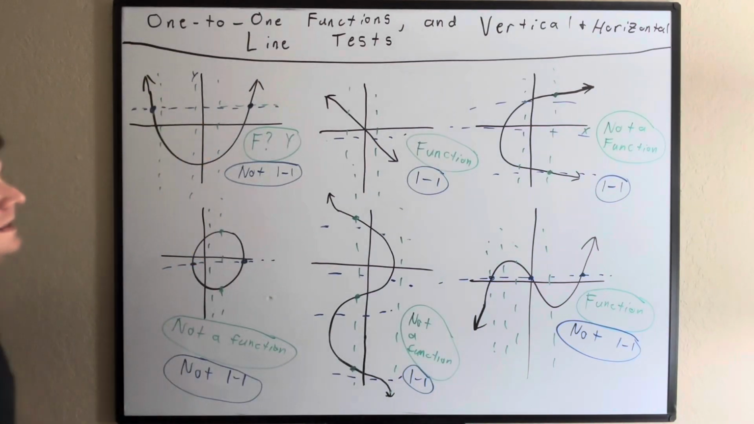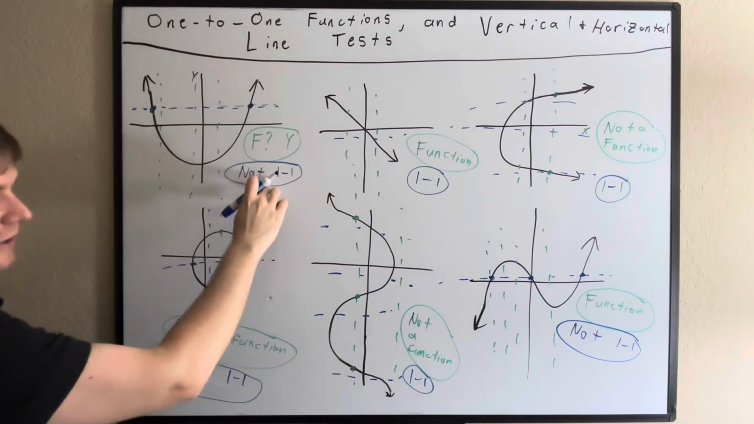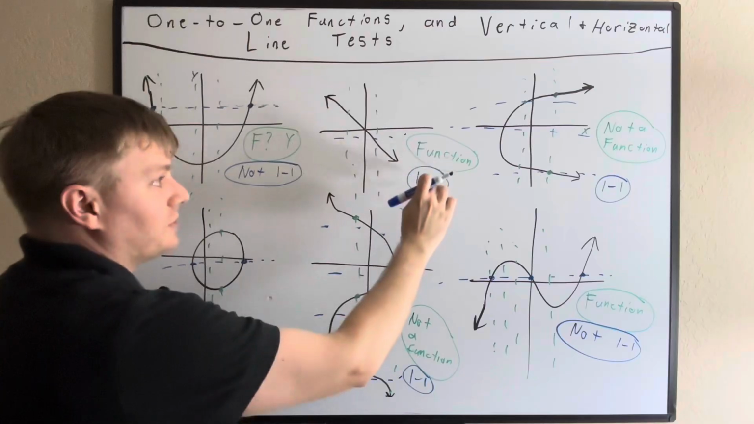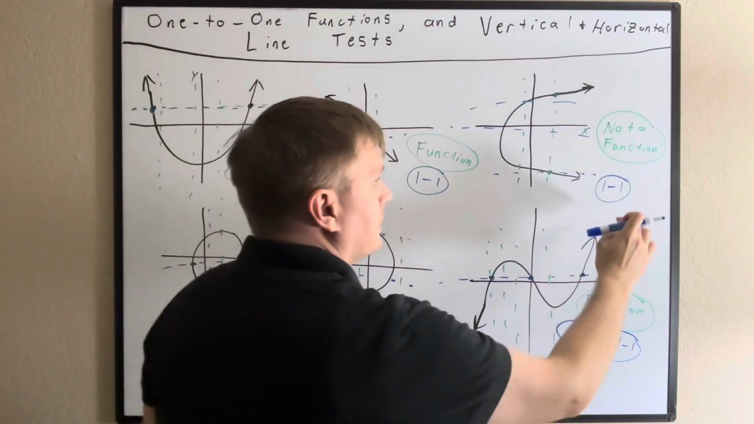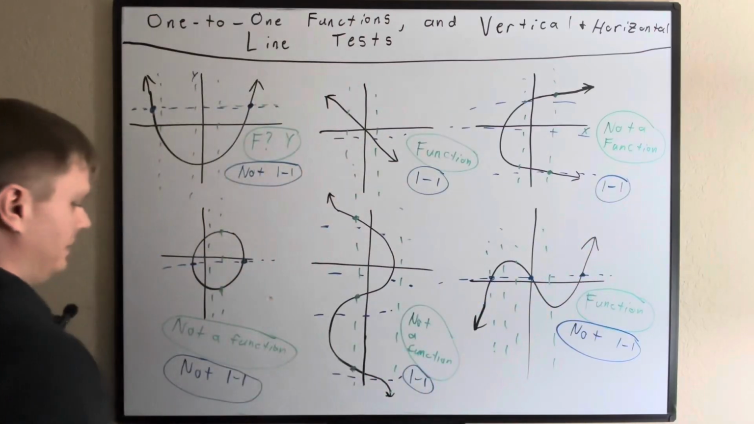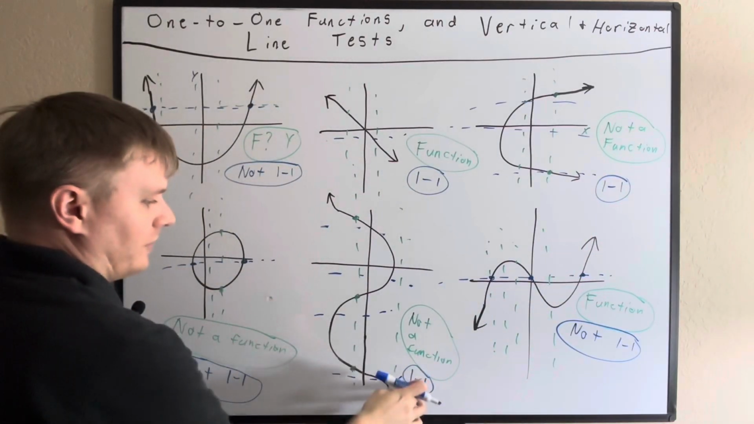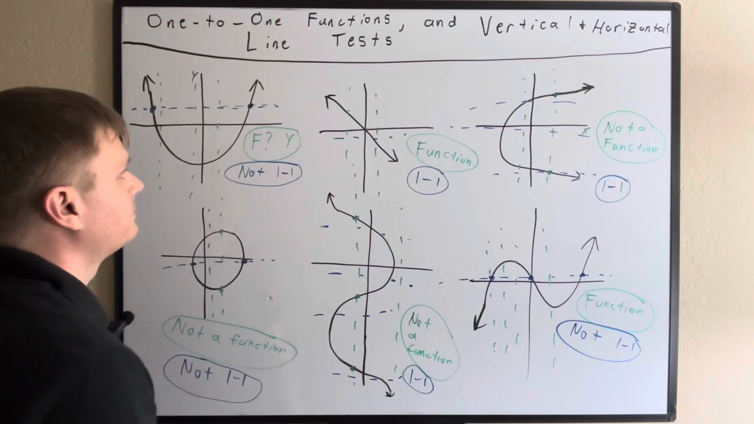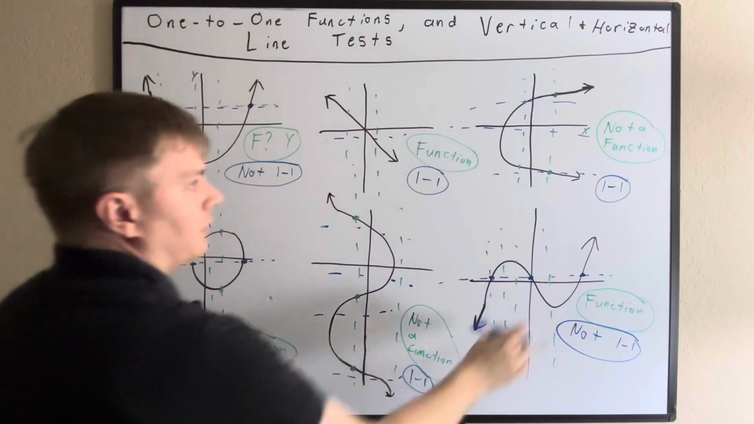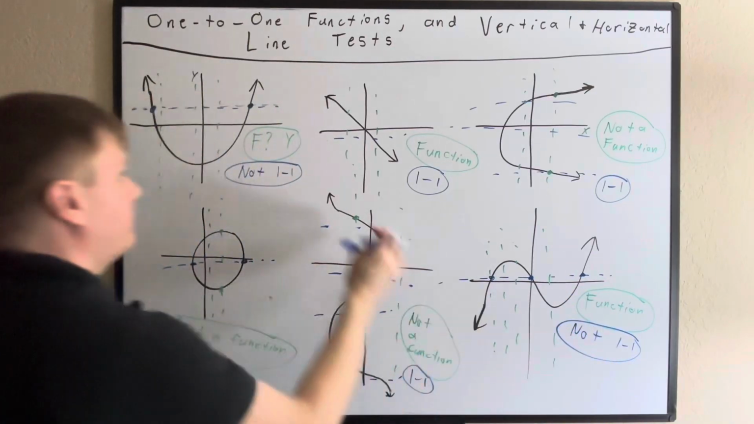So I think we've got at least an example of every possibility. Something that is a function but not one-to-one. Something that is a function and one-to-one. Something that is not a function but is one-to-one. Something that's not a function or one-to-one. Oh, already had one of those. And something that is a function, not one of them. I already had one of those too.